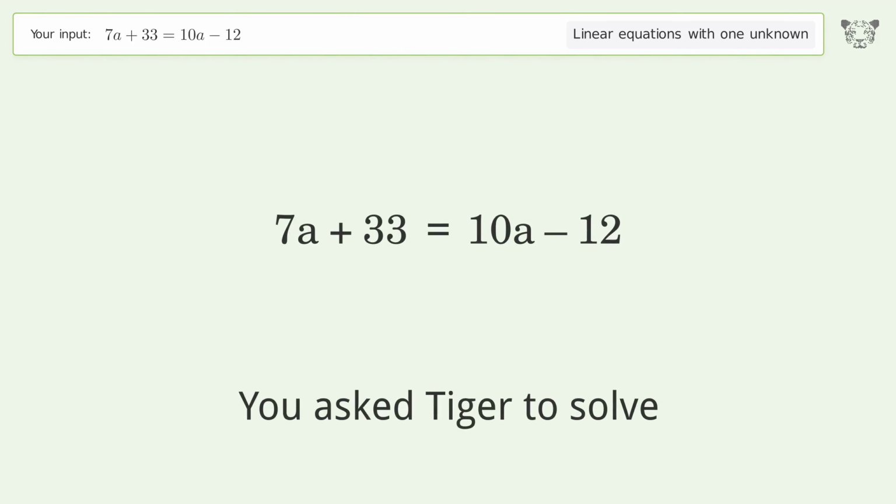You ask Tiger to solve. This deals with linear equations with one unknown. The final result is a equals 15. Let's solve it step by step.